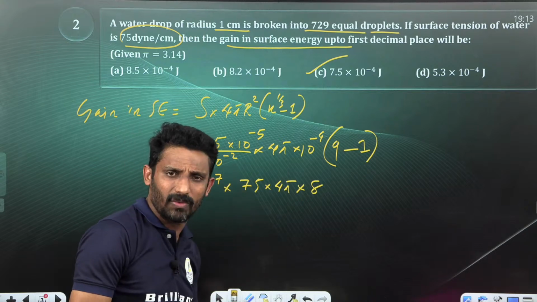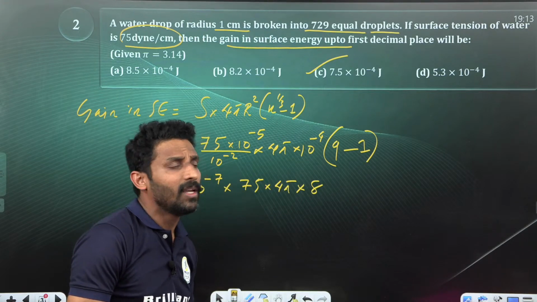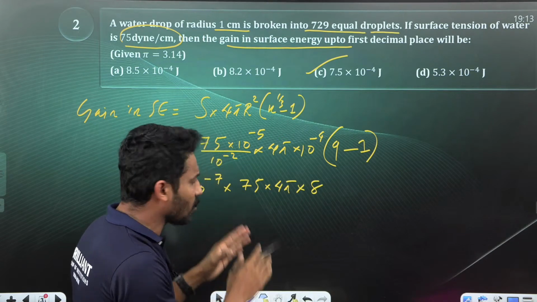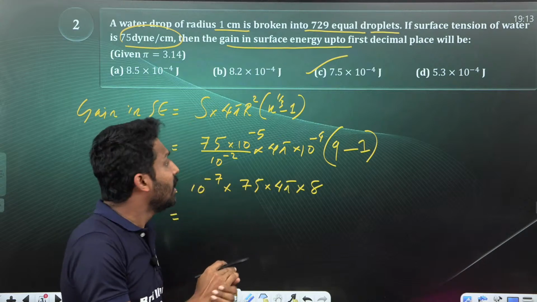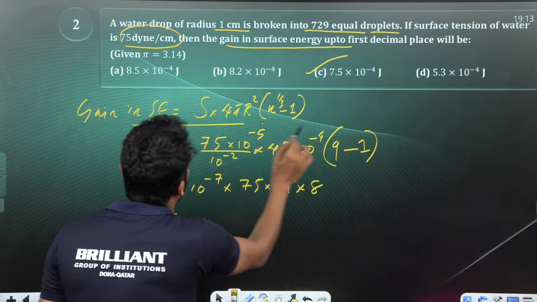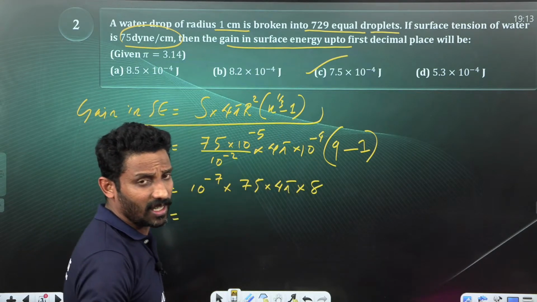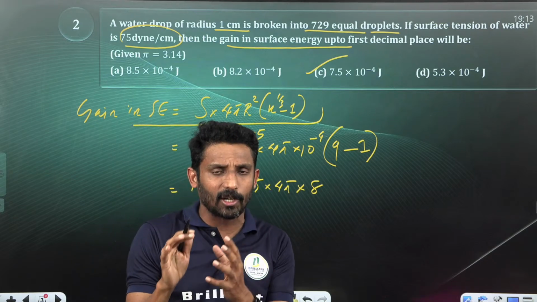You can easily solve it. We are not spending much time on it. Okay, we can move into the next question. This is only a similar question of the previous one. Students, keep this in mind: gain in surface energy in the case of splitting of a bigger drop into many identical drops.